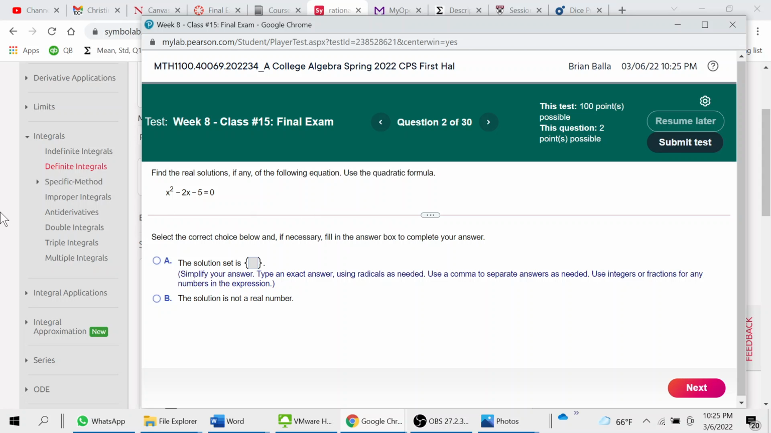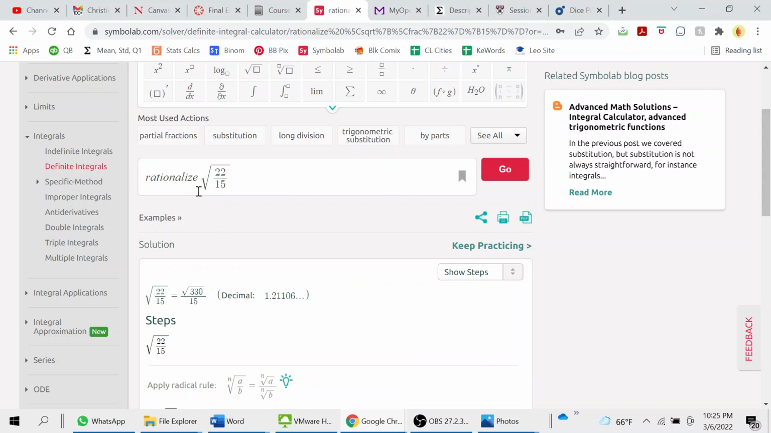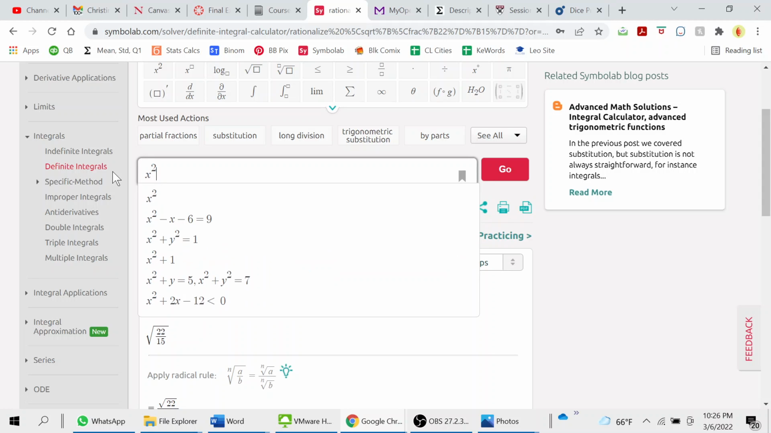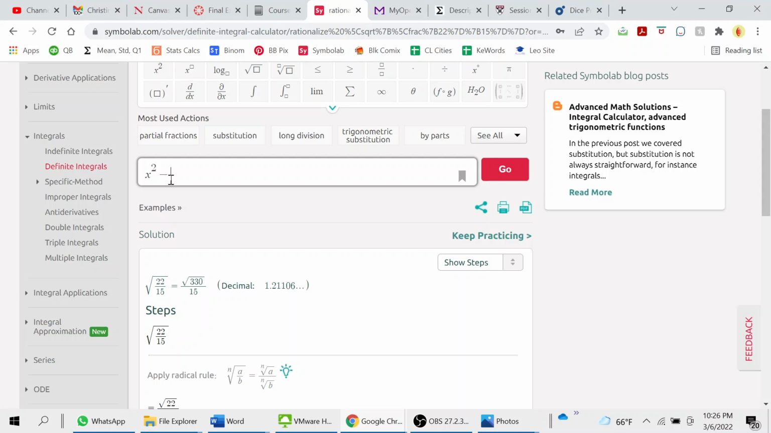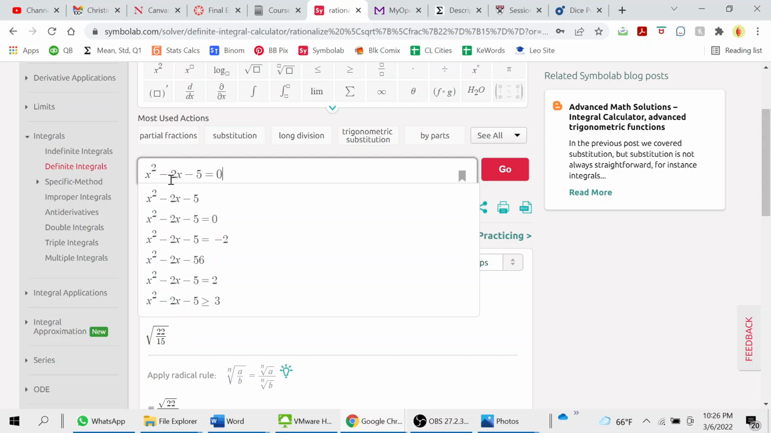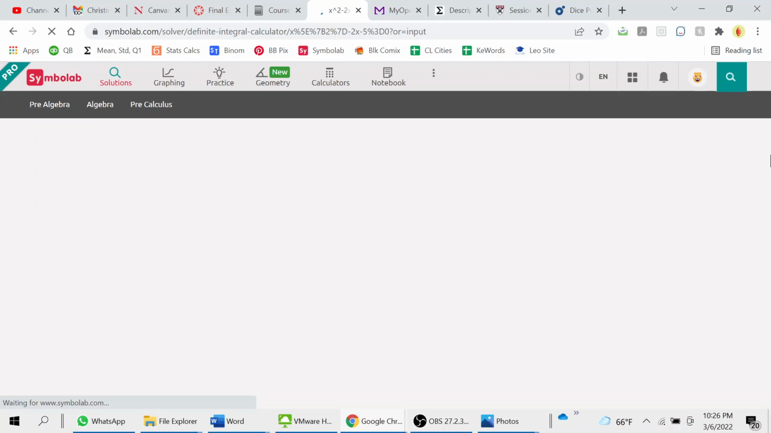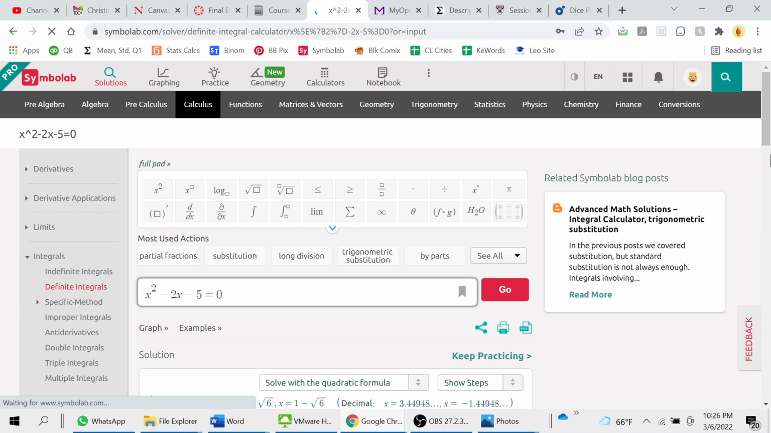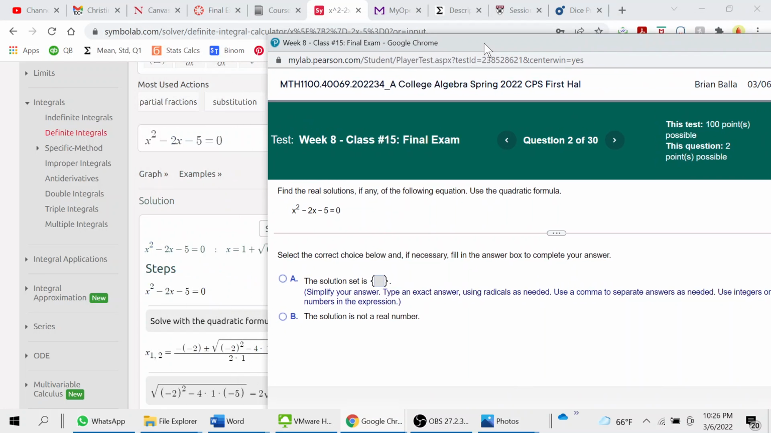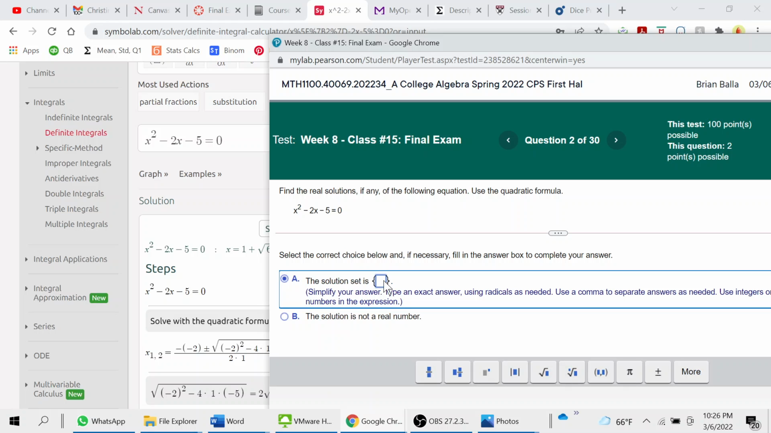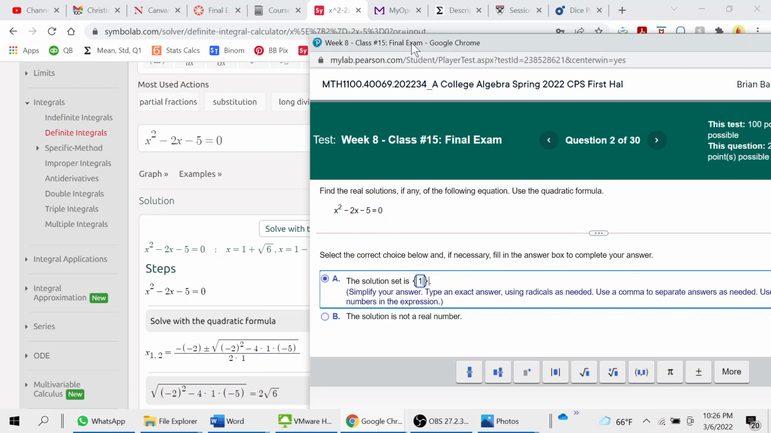Find the real solutions of the following equation. Use the quadratic formula. Yeah, screw that. I'm just going to use this calculator to save time and energy. Minus 2x minus 5 equals 0. In case you're interested in knowing what this software is called, it's called Symbolab. I have a pro subscription to this, so it's really helpful, and I use it all the time when it comes to subjects like algebra and calculus. It's very useful. It helps me get work done faster.